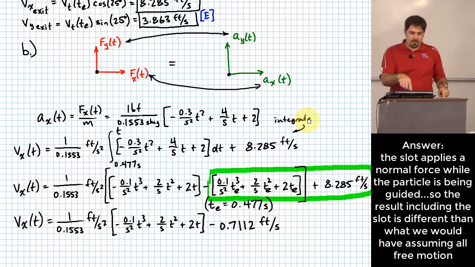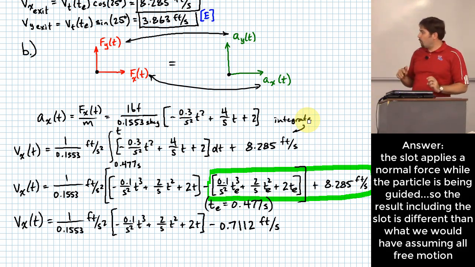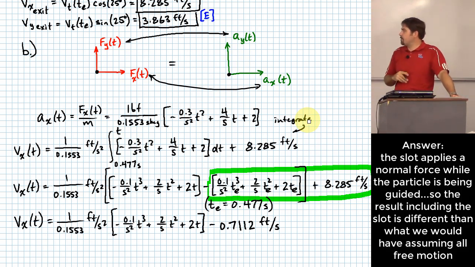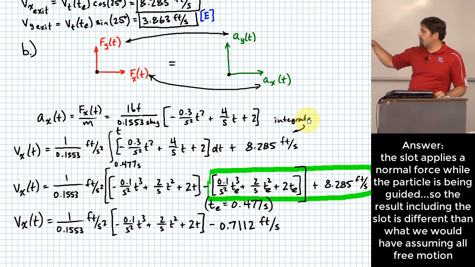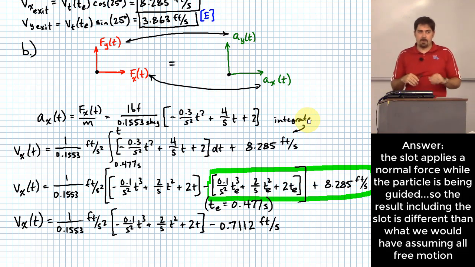You know the exact position where it leaves, and you know the components of velocity you have at that time. One way to interpret this difference that you're seeing right there is as the difference between the case that you're describing. You're thinking, well, why couldn't we just integrate it all the way from the beginning? That 0.7112 feet per second is the difference between those two ideas, right? And it's happening because that slot is guiding the motion in that first phase of the problem.